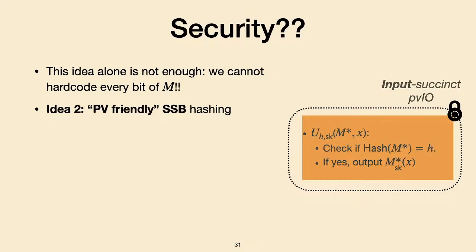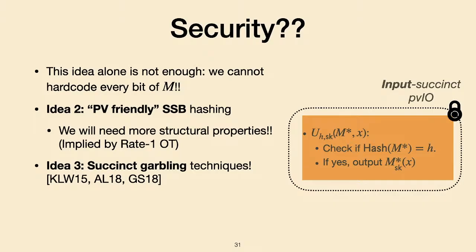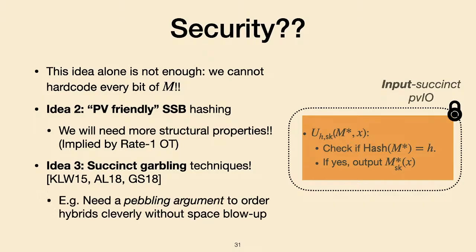So firstly, we need even more properties from this PV-friendly SSB. We need it constructed via a 2-to-1 SSB specifically. I won't go into it because it's a bit technical. But the second thing is I need succinct garbling techniques. And with succinct garbling, the whole point is you can do careful pebbling arguments to order the hybrids cleverly to avoid this space blow up. I'm saying this very abstractly. The actual proof is quite technical, but the point is these things are very PV friendly, and therefore I can actually do them from standard assumptions.